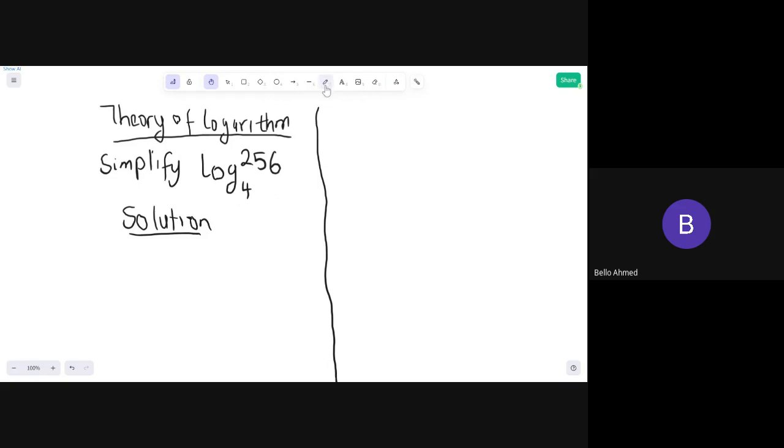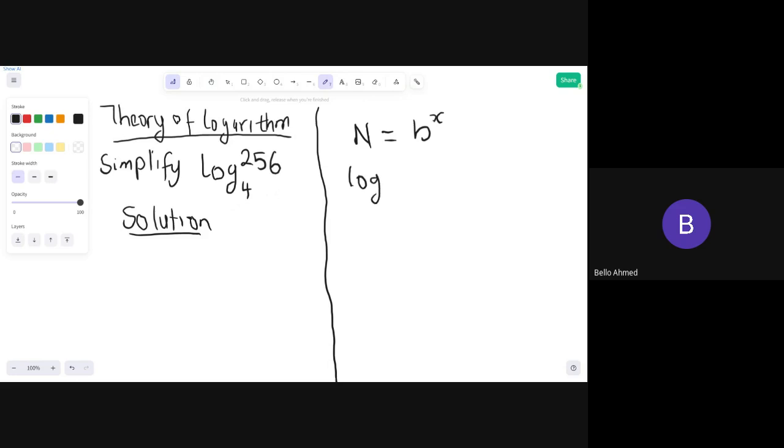Now, let us look at this, everybody. Let's say we have, if n is equal to b raised to the power of x, that means the logarithm of n to the base b will be equal to x. So this is indices form and this is logarithm form. So you can check the two now.